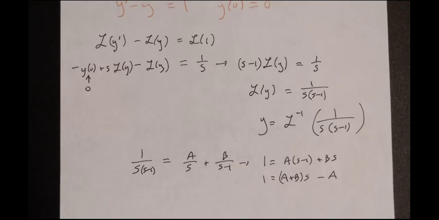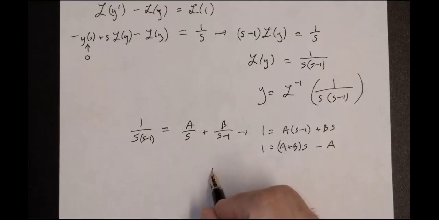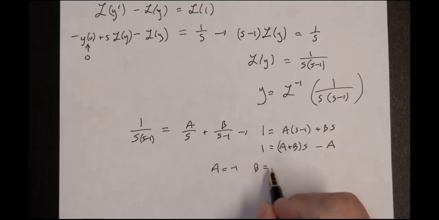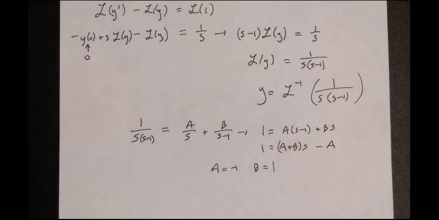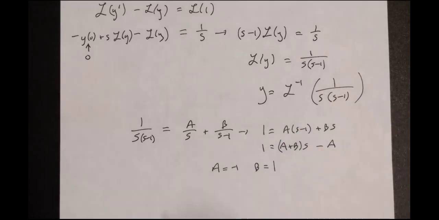What's A? Say again? What's B? Because there's no S's on this side, so A plus B has to be 0. And if A was negative 1, A plus B is 0, B has to be 1. Which means the Laplace inverse I am looking for is negative 1 over S plus 1 over S minus 1.